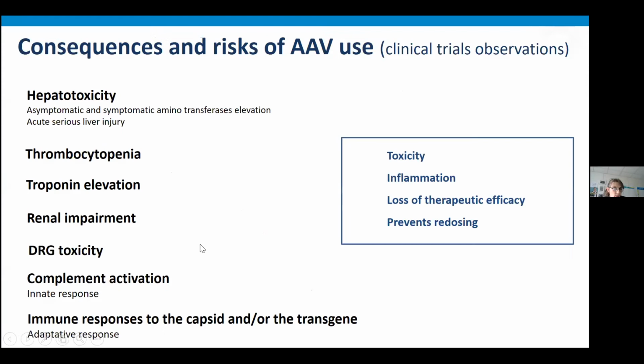There are also a number of issues, and I think Andoni will come back to this, that have been seen already as a consequence of high doses of AAV used in the clinic. Defining this also helps to improve the different strategies of gene therapy. So I listed the different things that have already been seen in the clinic regarding the transfer of AAV, and again, with high dose. The new generation of vectors will try to avoid all these different possible toxicities.